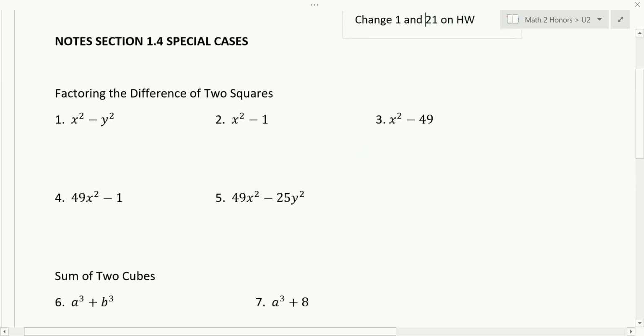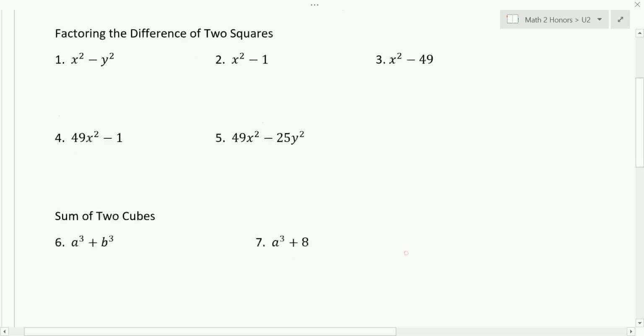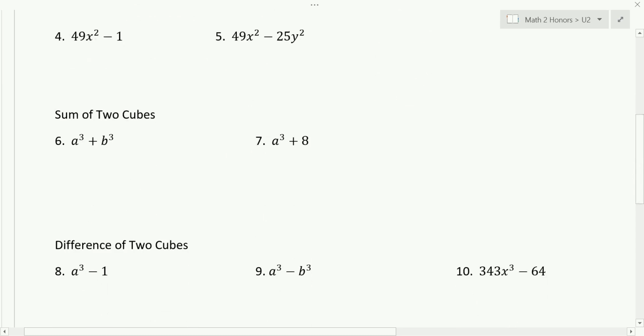One, with a difference of two squares, things are just going to get too big and too long for you eventually if I don't allow you to use the shortcut on that. And then sum of two cubes and difference of two cubes, you'll see why when I talk through it. It's a little bit over your head. So I'll talk you through it, and then we'll work on the shortcut there.